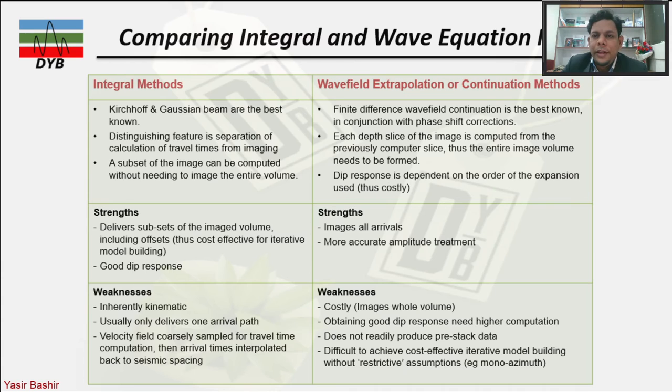If you look at wave field extrapolation, it includes the finite difference wave field continuation, and also the phase shift correction. So each depth slice of the image is computed from the previously computed slice. So I mean, you have to do the parallel migration for all sections. And dip response is dependent on the order of expansion used. Thus it's costly, because it depends on the order of expansion. So there are some strengths of this method.